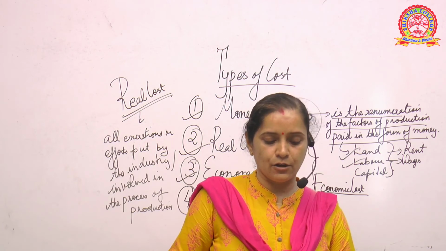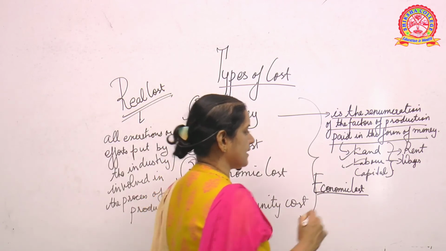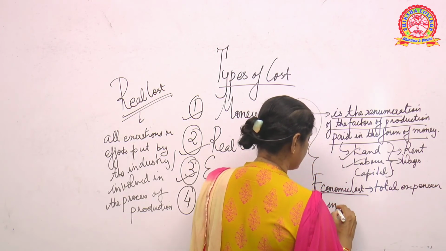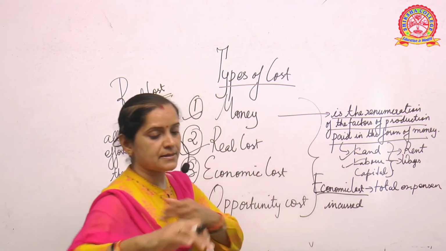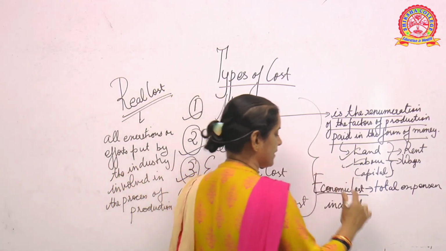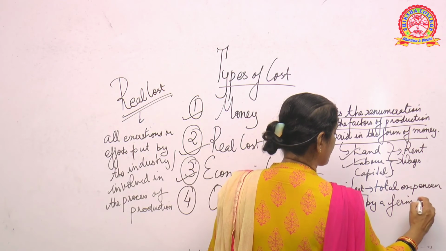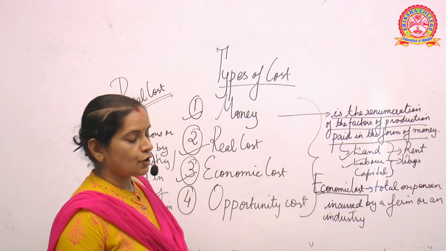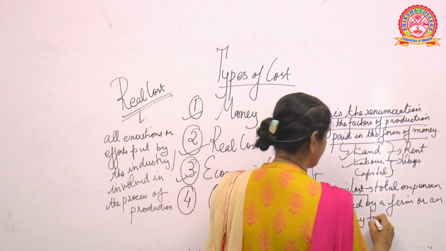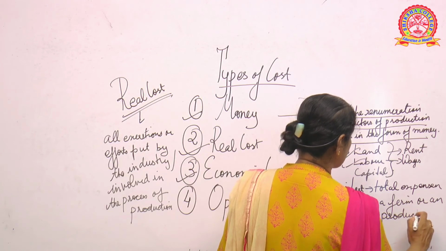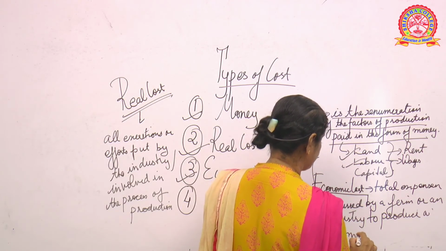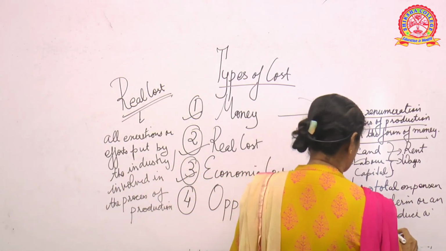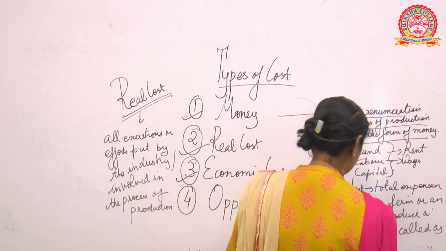Now let us discuss what is the economic cost. Economic cost means the total expenses incurred by a firm or an industry to produce a commodity, because we are talking about producing goods and services or any commodity. This is called the economic cost.